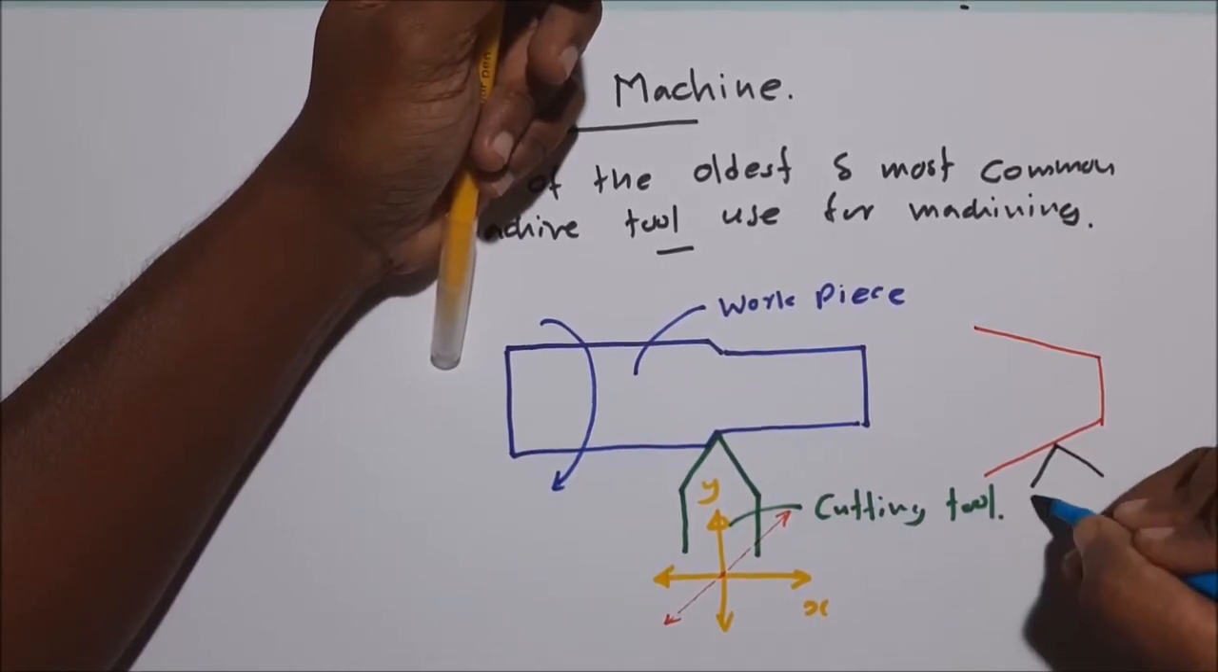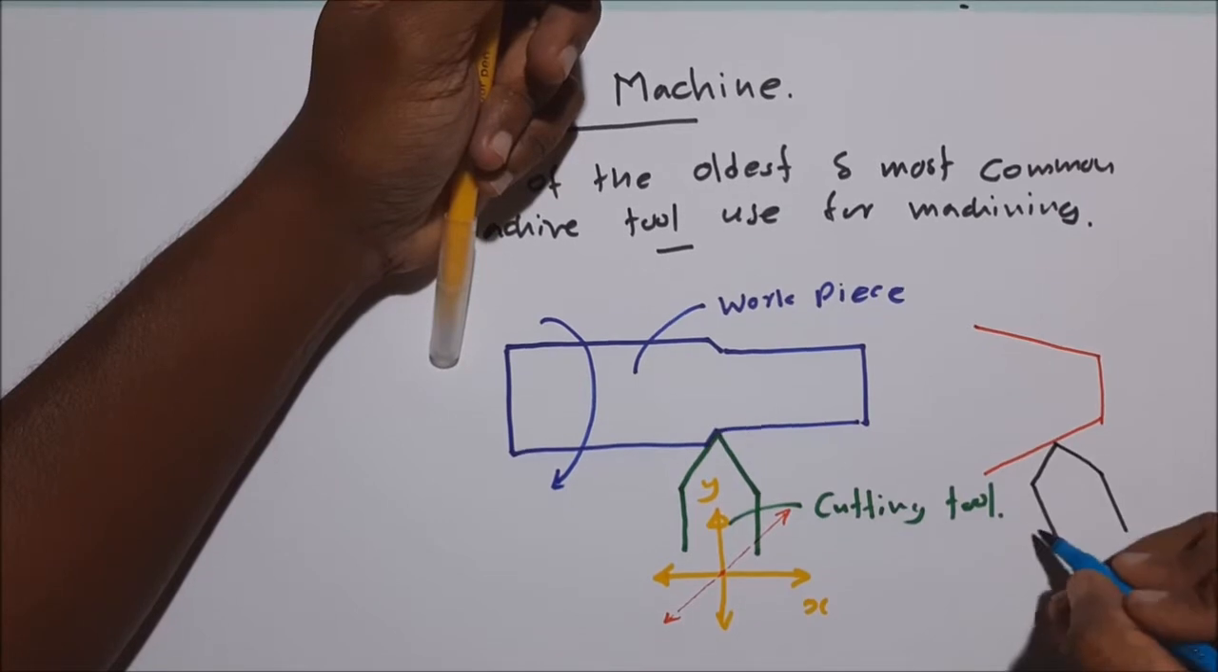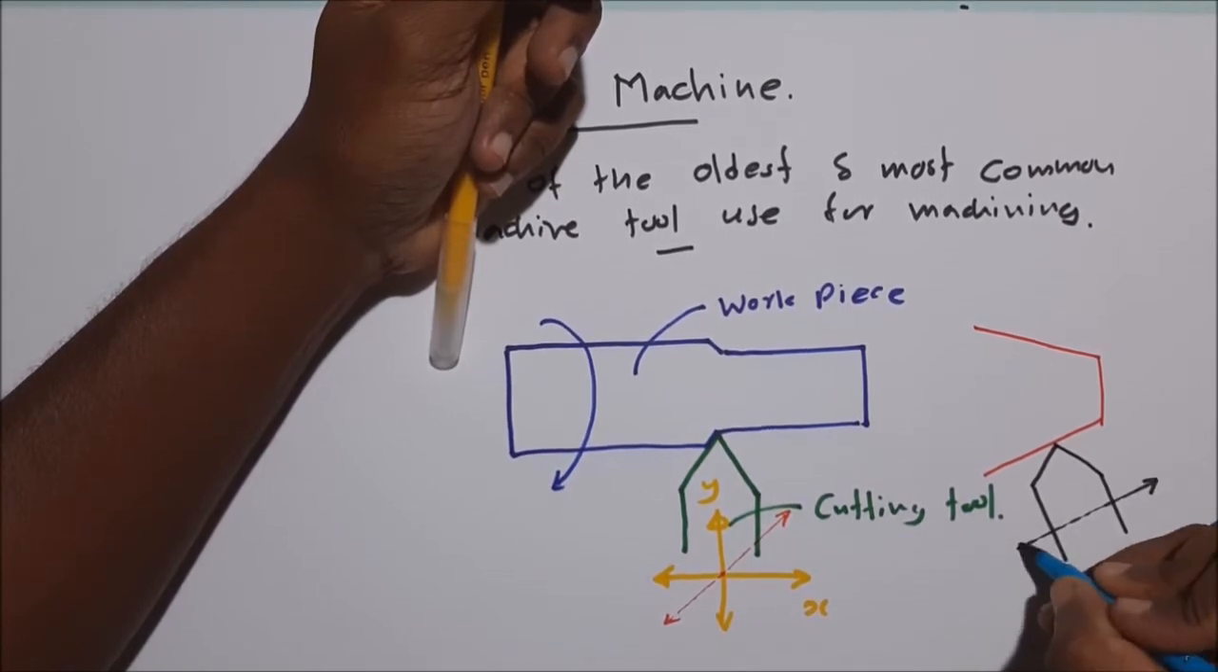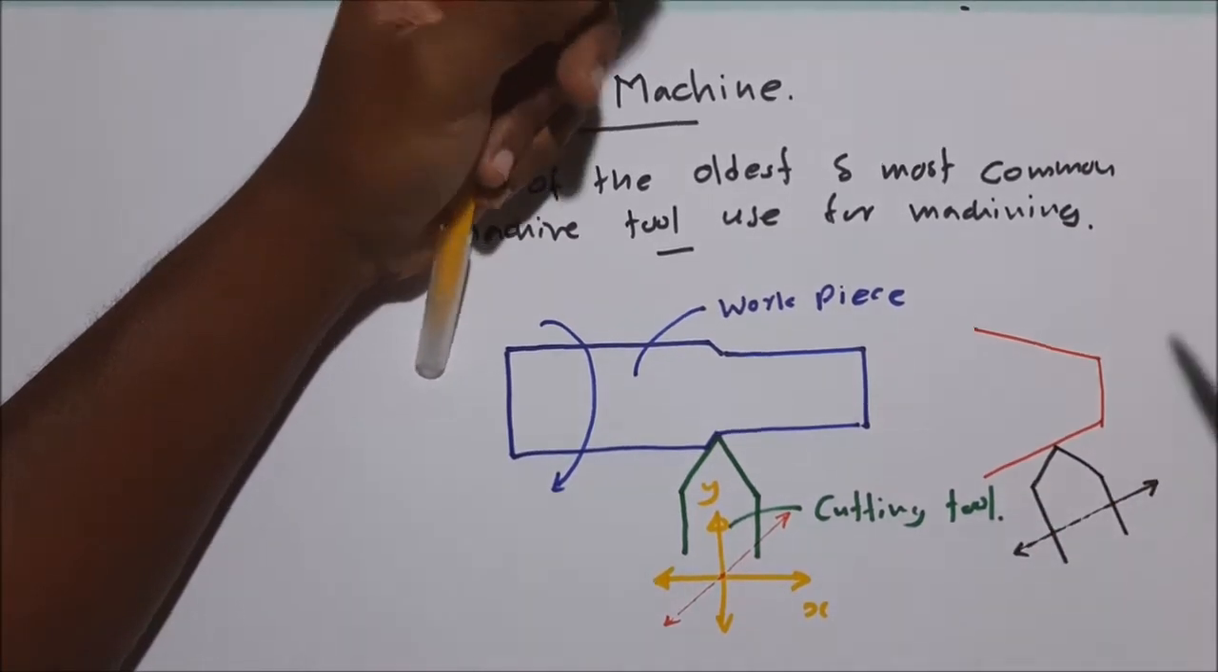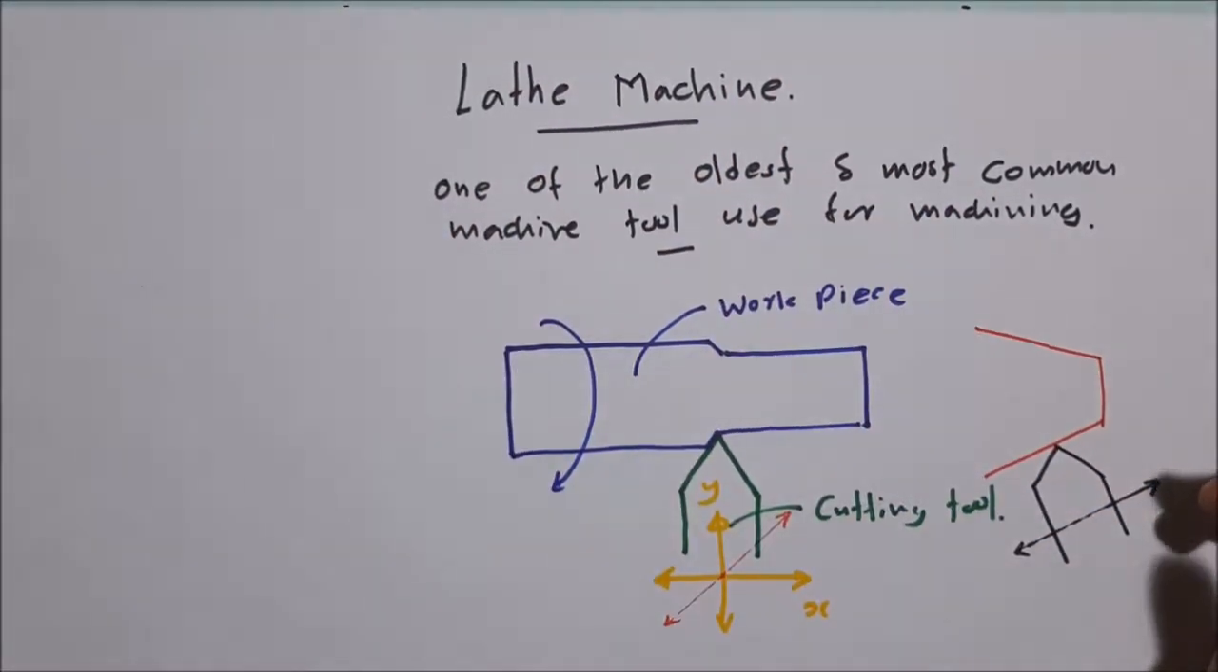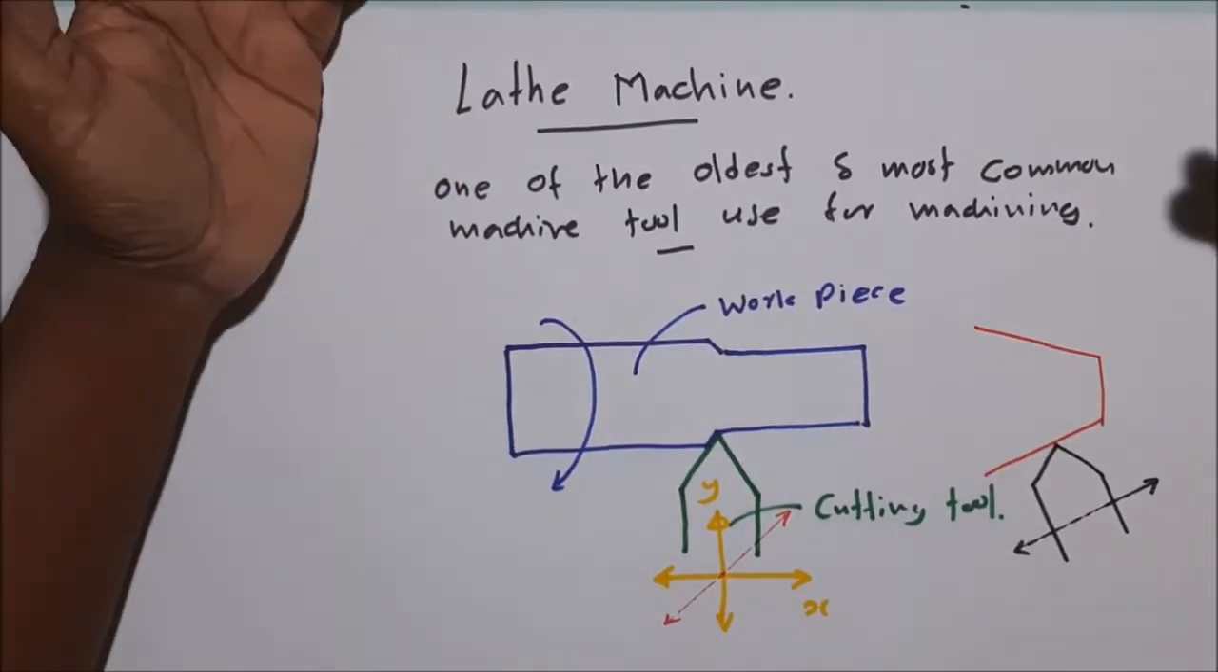Let's take the cutting tool in this way. If you can move the tool in this direction, we can generate this kind of conical shape called taper shape. Okay. This is the basic principle of the lathe machine operations.